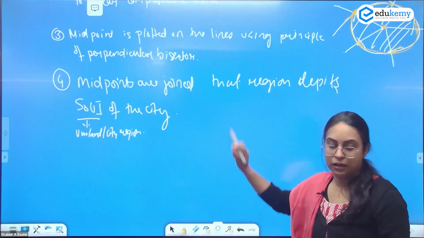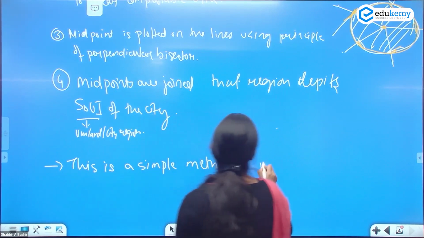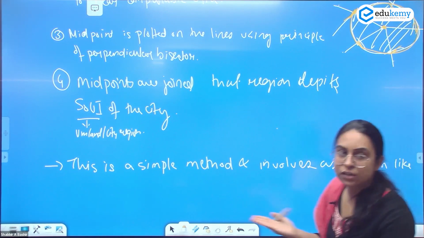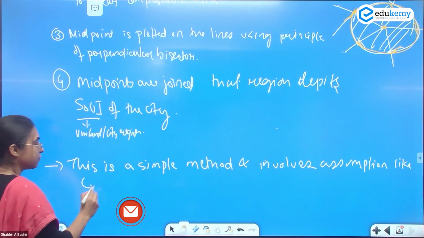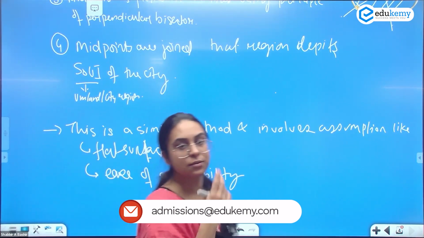Next point. This is a simple method, and it involves assumptions, like flat surface. We assume flat surface. There is an assumption of ease of accessibility. The ease of accessibility is uniform.